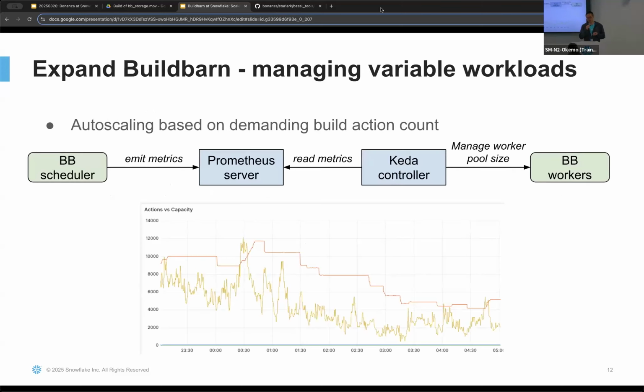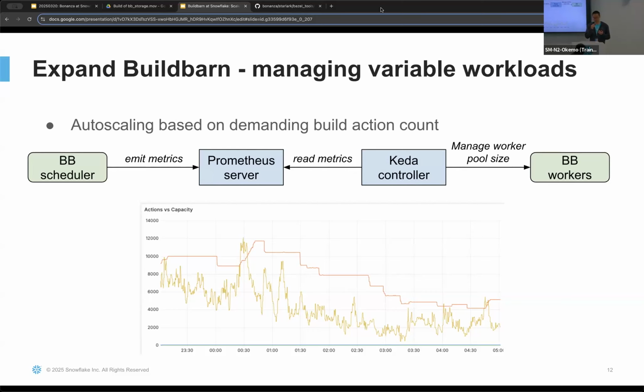To solve those two challenges, we built auto scaling based on the demanding build action count. The top diagram shows the workflow of this auto scaling. Basically, the Buildbarn scheduler emits the metric of demanding build action count to the Prometheus server, and we leverage KEDA, basically an advanced autoscaler. The KEDA controller reads those metrics from the Prometheus server, and then calculates the desired worker pool size, and uses that number to manage the Buildbarn workers.